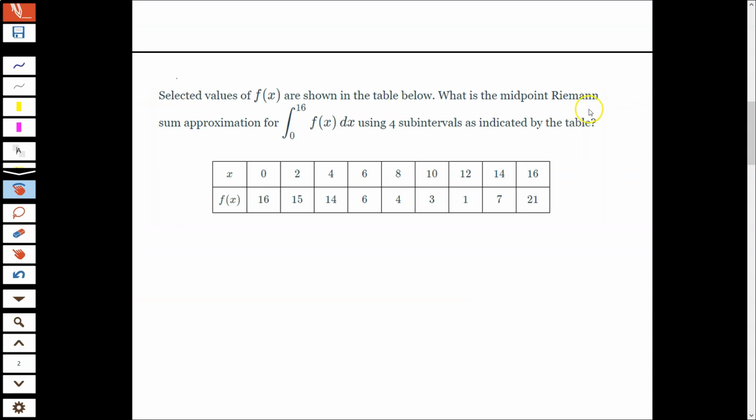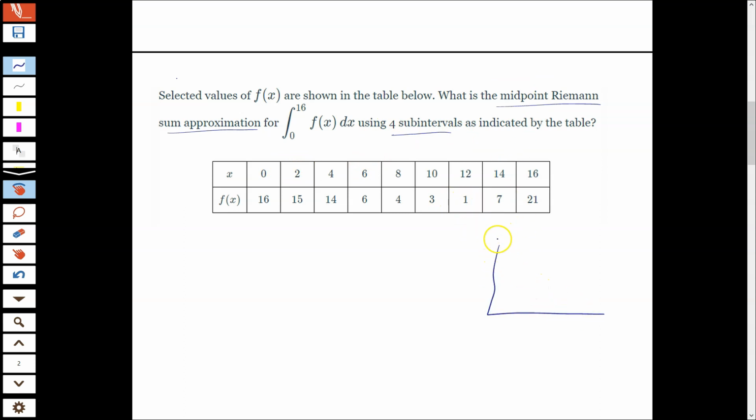Here, we're going to do a midpoint sum approximation for this guy. We're going to use 4 subintervals. So this is different now. Notice we have 4 subintervals that we want, but there's a whole lot more intervals in the table. So let's remember what we're thinking about here. I'm going to draw you a sketch.